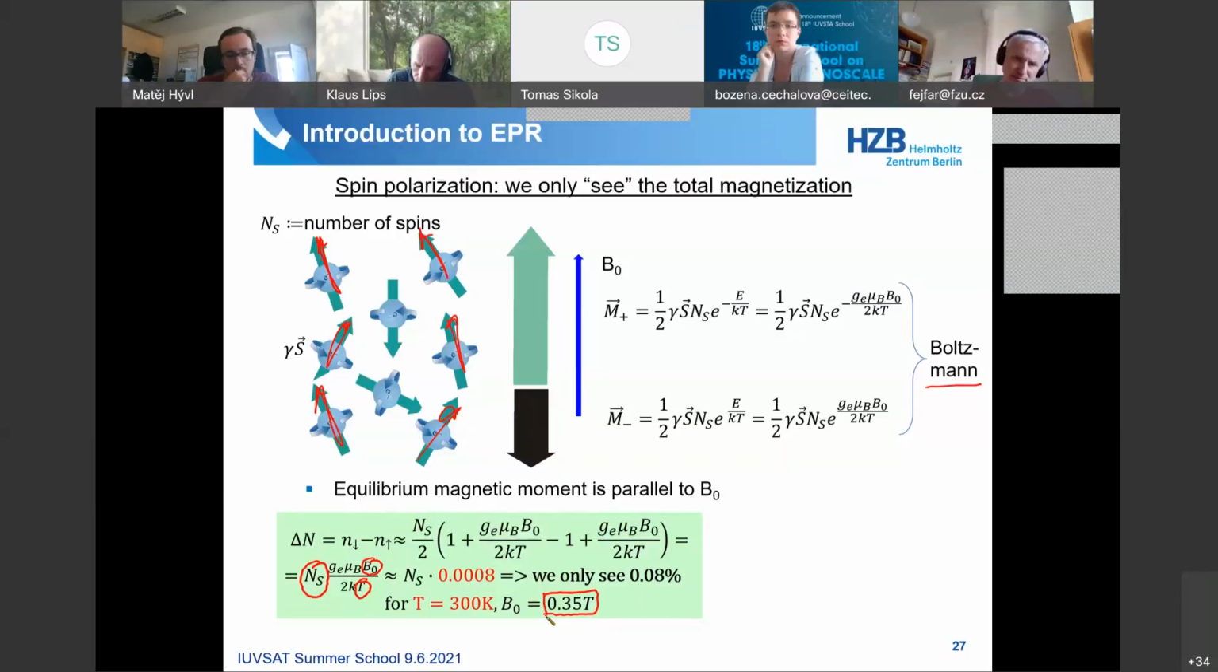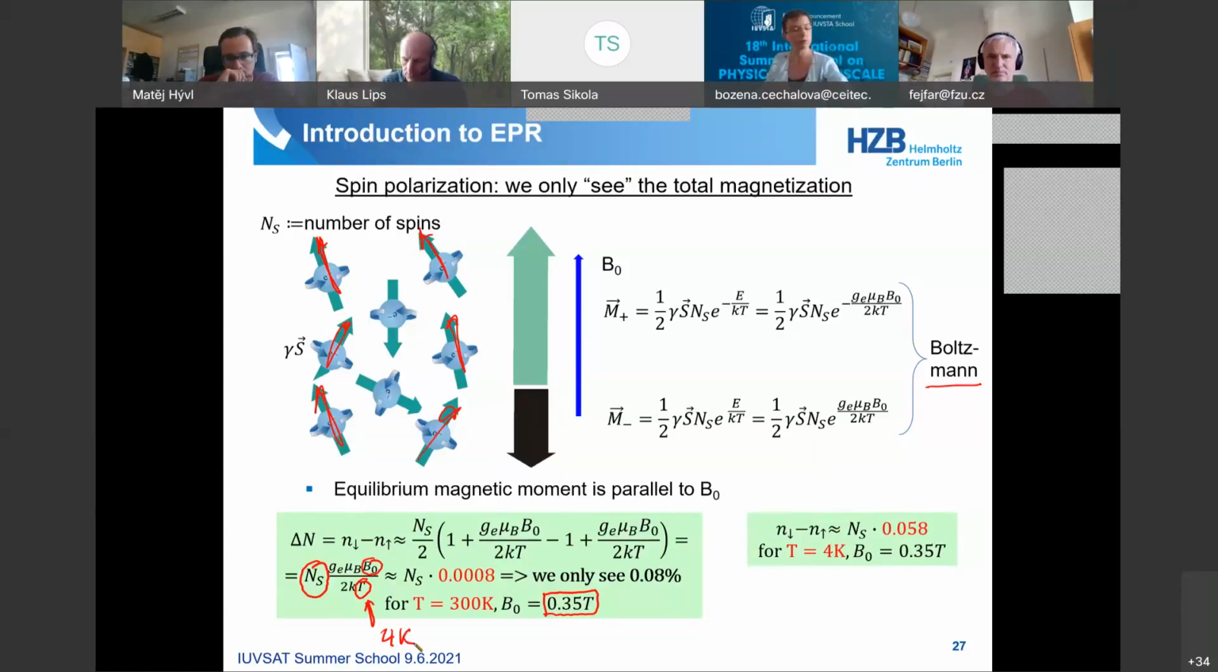And if you calculate that now for a magnetic field at room temperature of 0.35 Tesla, that's a typical field we use, we can see that only 0.08% of all the spins contribute to that total magnetic moment. So we are seeing a sub ensemble of all those magnetic moments, but nevertheless, they contain all the information that is necessary. So that polarization is extremely small, okay? If you go to a lower temperature, so in case of going from room temperature to 4K, of course, that thing is boosted. And then the polarization effect is 5.8%. So it dramatically increases at lower temperature.